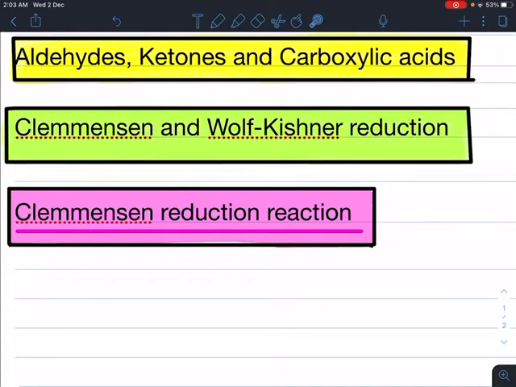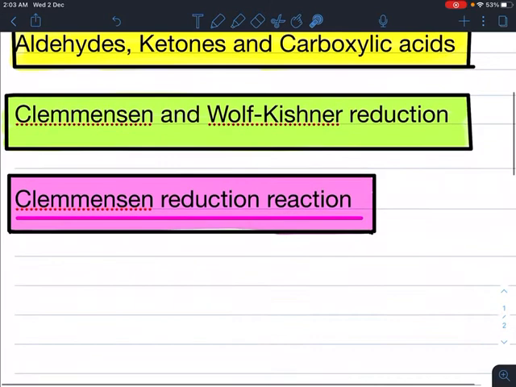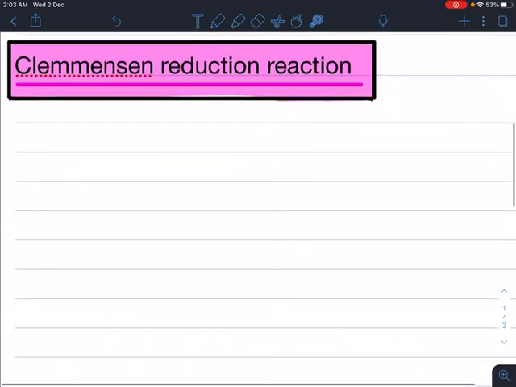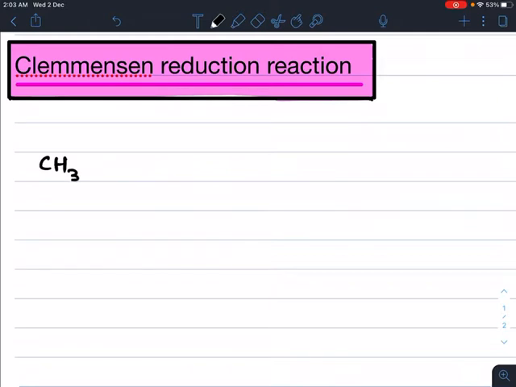Hello students, in this lecture we are going to study about Clemmensen and Wolff-Kishner reduction. First we will see Clemmensen reduction reaction. So in case of Clemmensen reduction reaction, if we take aldehydes or ketones, first we'll see in case of aldehydes. So I can write CHO in its structural form, acetaldehyde CH3CHO.